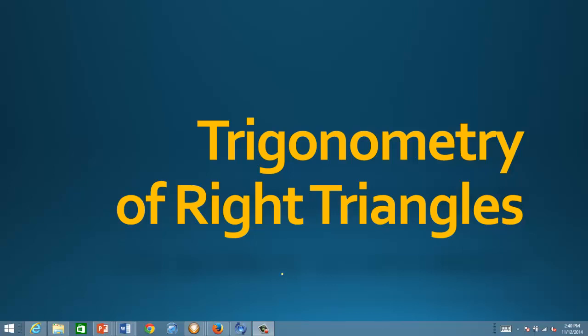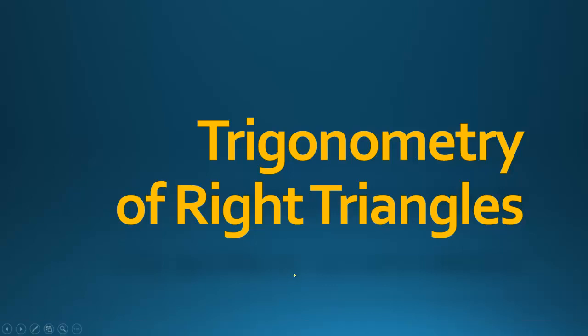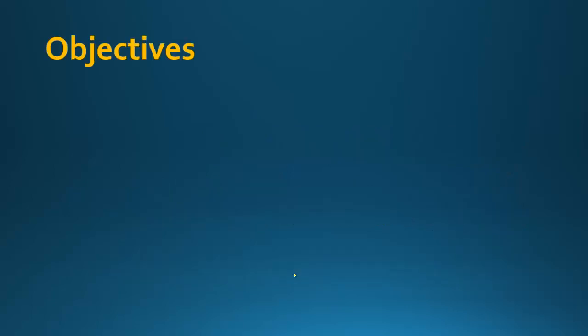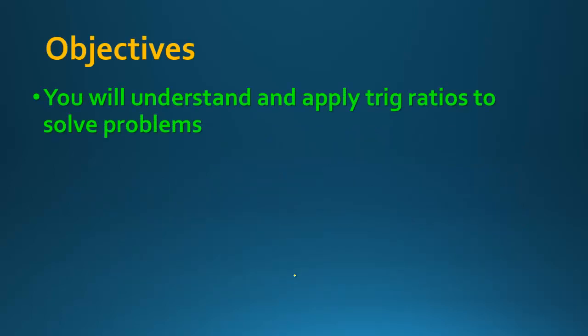Alright, so we are going to be going into the trigonometry of right triangles. This follows along with section 6.2 in your book, so there are some more examples in there if you want some practice. Your objectives for this lesson are: you will understand and apply trig ratios to solve problems.